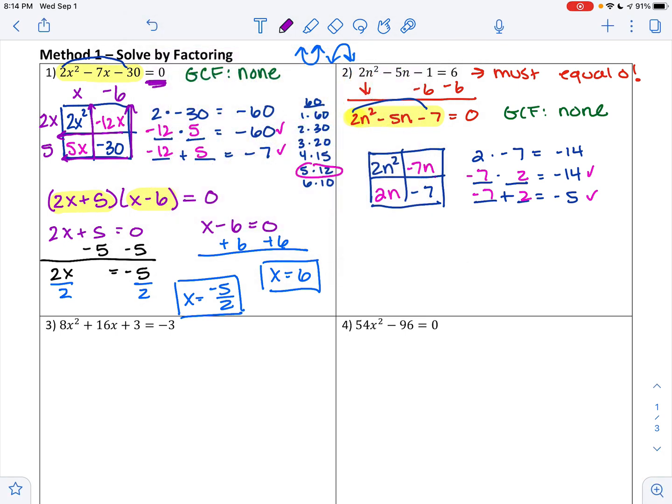The greatest common factor of my top row is n. The greatest common factor of my bottom row is 1. The greatest common factor of the left column is 2n. And the greatest common factor of the right column is negative 7.